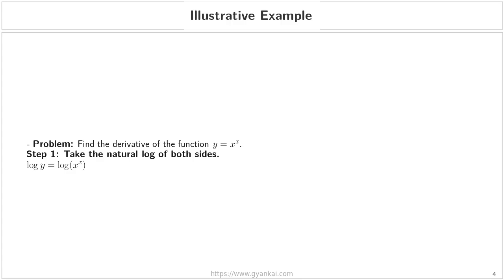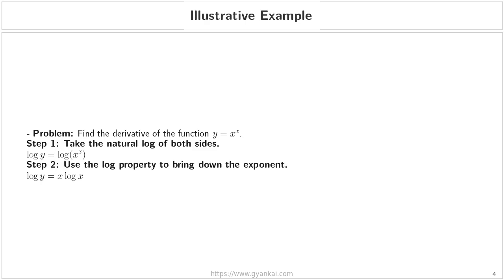This gives us the natural log of y equals the natural log of x to the power of x. In step 2, we apply the logarithmic power property that we discussed earlier. By bringing the exponent down as a multiplier, the equation simplifies to the natural log of y equals x times the natural log of x.